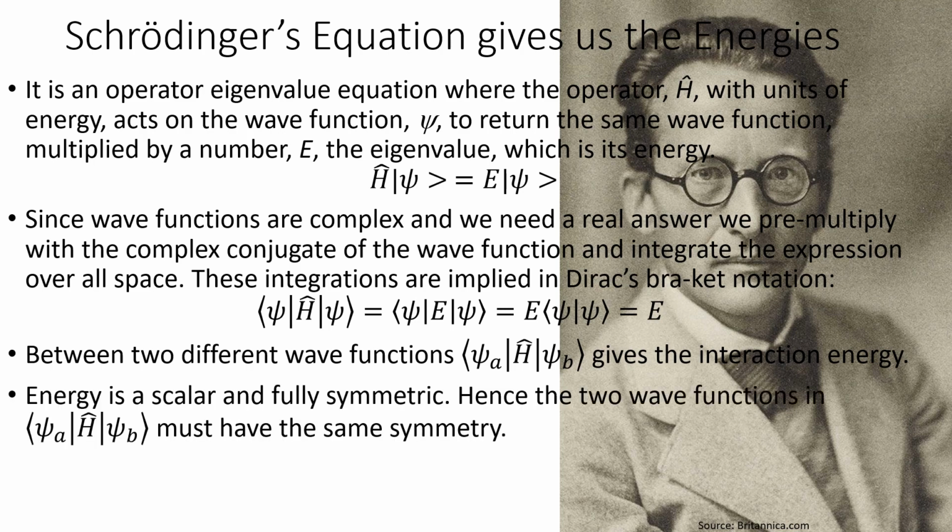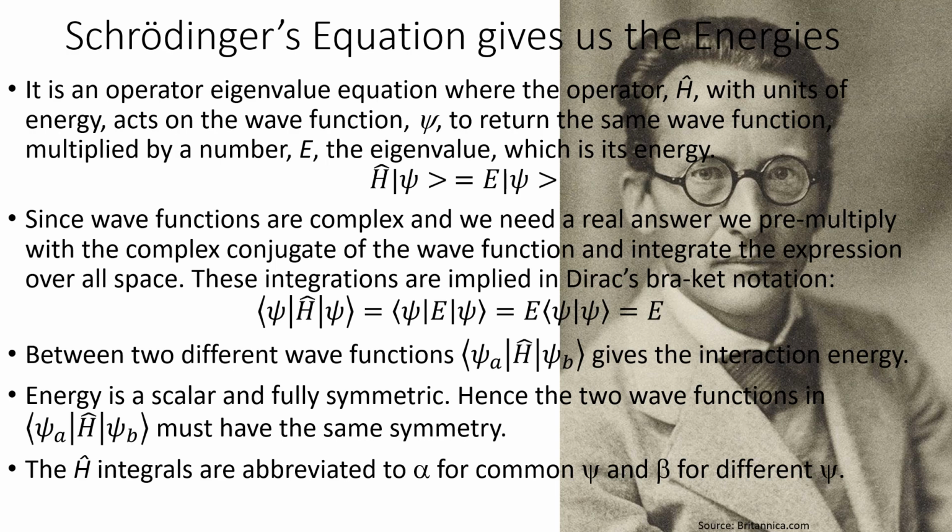But the point has to be made that energy is scalar, because energy is just a number, it's not a vector. It has to be therefore fully symmetric. And so because ultimately our energy has to be fully symmetric, the two wave functions involved have to have the same symmetry, because the whole integral has got to have a fully symmetric result. So if the operator is fully symmetric, the only way the whole integral can come out as fully symmetric is if the two wave functions have the same symmetry. So this is one of the things we found before, that the direct product of two symmetries that are the same, that's the only way you get a fully symmetrical result.